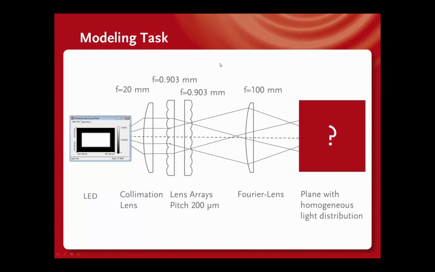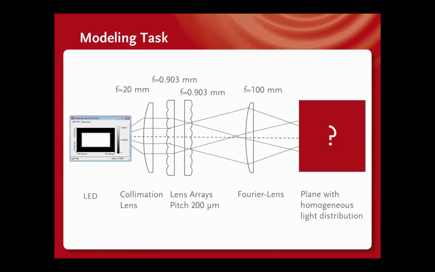In this example, let's assume that we have a collimation lens with 20 millimeter focal length. The Fourier lens has 100 millimeter focal length, and these two lens arrays have a focal length of 0.903 millimeters, and the lens pitch or period of the lens array is 200 microns.